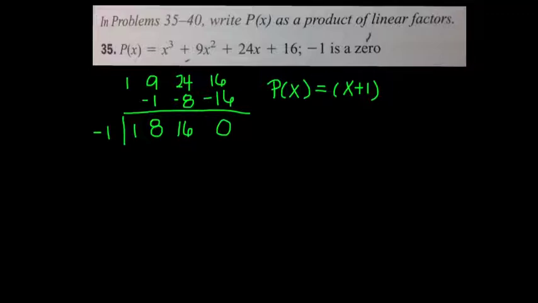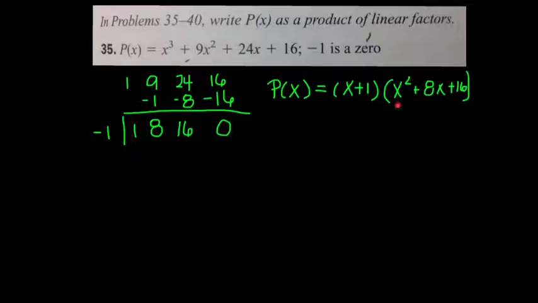Since I took the polynomial p of x and divided it by x minus -1, these numbers represent the coefficients of my quotient. They also represent the coefficients of the other factor of p of x. So p of x is x plus 1 times this polynomial, x to the second plus 8x plus 16. So I've rewritten p of x as a product of factors, but they're not both linear. I have a linear factor, I know that because it's just an x, but then I also have a quadratic factor that's x to the second.